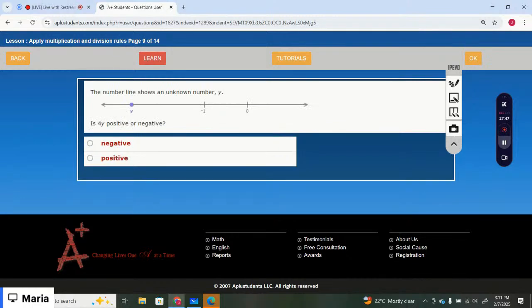The number line shows an unknown number y. Is 4y positive or negative? Y is on the left hand side of 0. That is a negative number. 4 times y, a product of a positive and a negative number, is always negative.